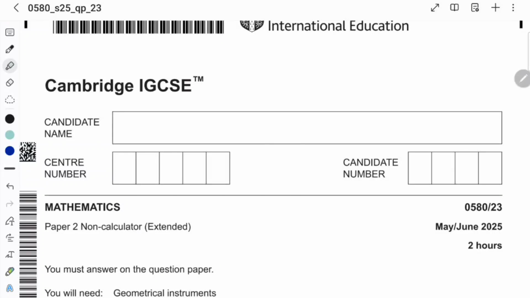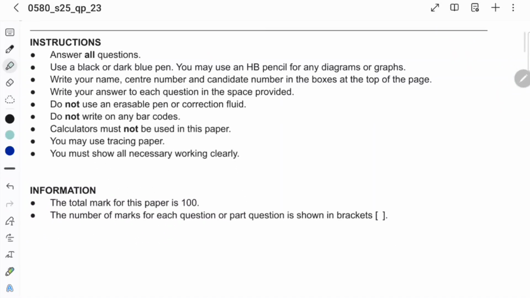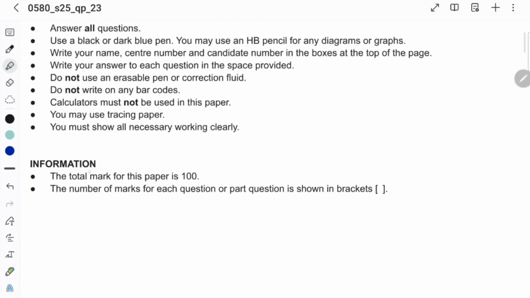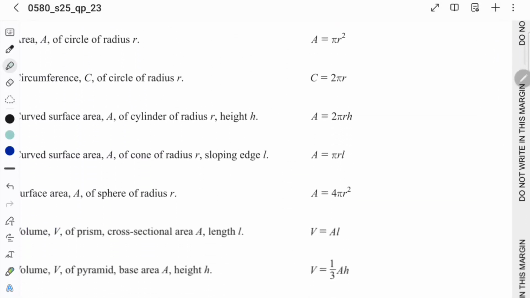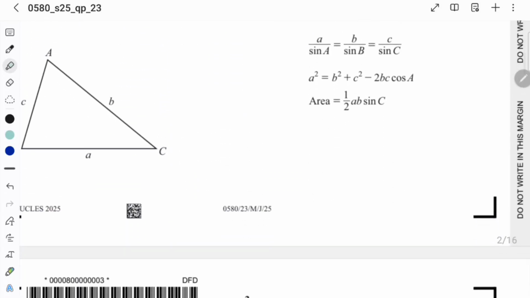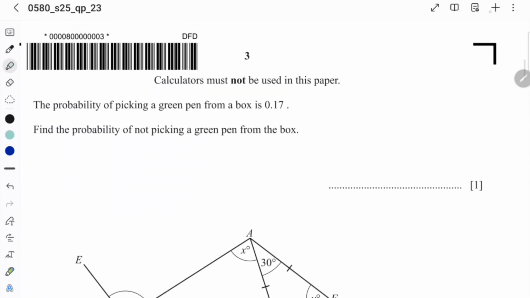We'll be working through the IGCSE Mathematics paper 2-3 of May-June 2025. This is the extended paper, which is 2 hours long and without a calculator. It's a non-calculator paper, the marks are 100, and the formula sheet will be given in this paper. I've already uploaded 4-2, 2-2 and 4-3 as well. So today we are working on paper 2-3. Let's begin the paper.